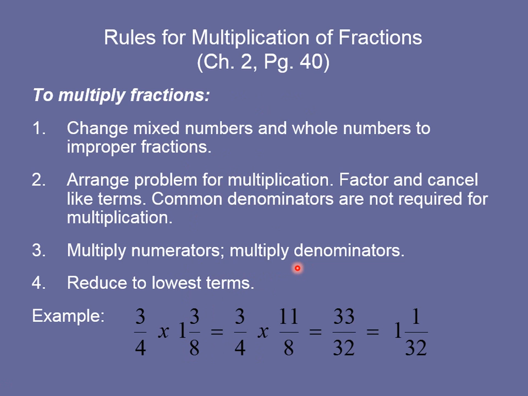Let's look at how we do the multiplication of fractions. Multiplication is actually easy, but you have to be careful. If you have a mixed number, convert it to an improper fraction. Once you do that, all you need to do is multiply the numerators and multiply the denominators. Here, if you multiply the numerators, that becomes 33. And if you multiply the denominators, 4 and 8, you get 32. So this is your answer. But if you want it as a mixed number, you can convert it to a mixed number. Multiplication is actually easy.